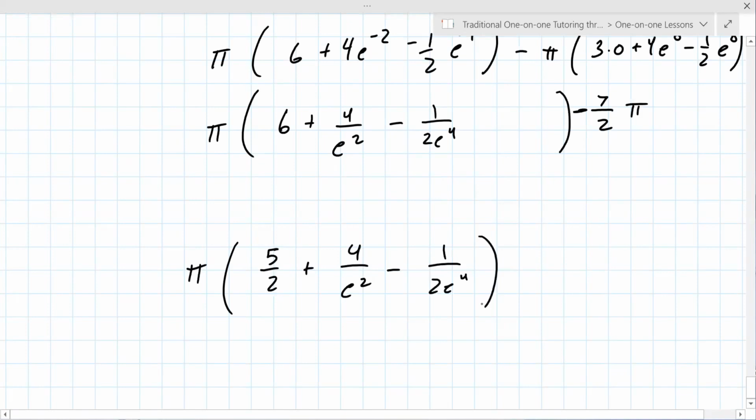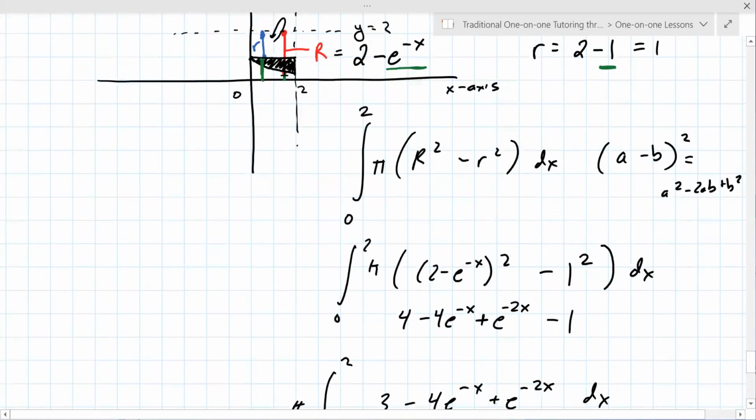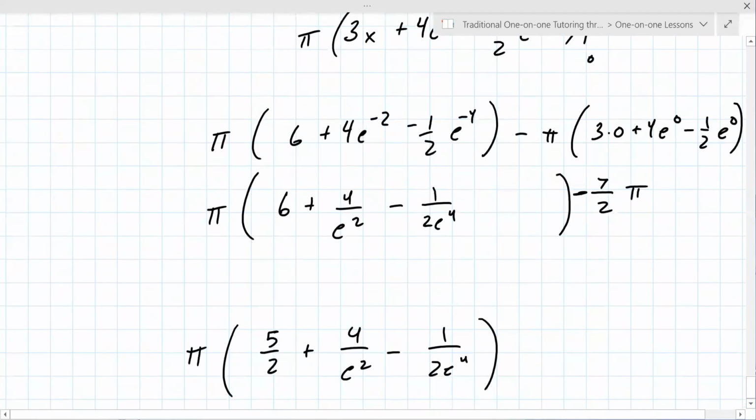This answer doesn't mean anything, meaning I don't know how big that is. If you look at our image, it's not that big, this area, but sometimes you get these answers and you have no way to know whether they're reasonable or not. You just have to trust the work you did.